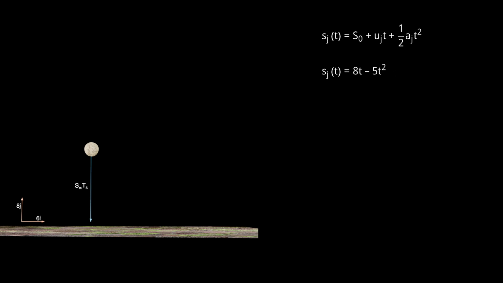To determine the maximum displacement, we will rearrange the displacement equation as shown here. This will allow us to find both the maximum displacement and the time taken to reach it in a single step. The object reaches its maximum height when the expression inside the bracket equals 0. This corresponds to a time of 0.8 seconds. At this point, the maximum height attained is 3.2 meters.